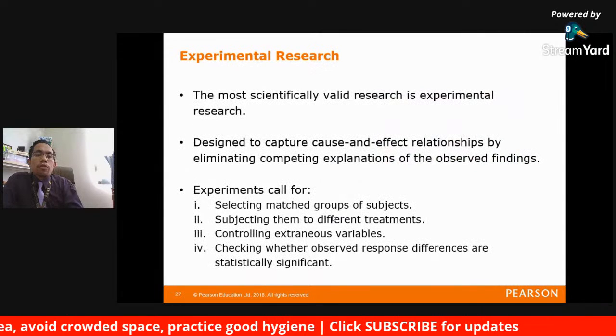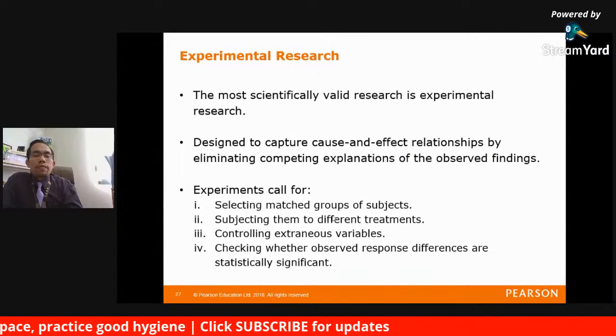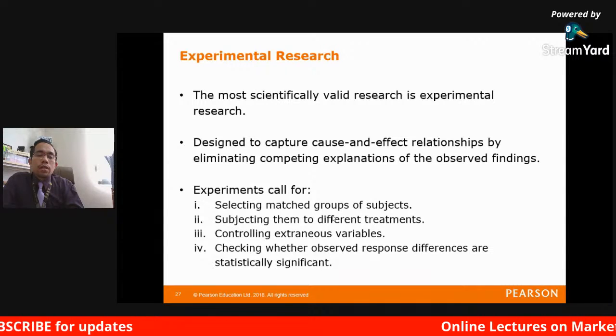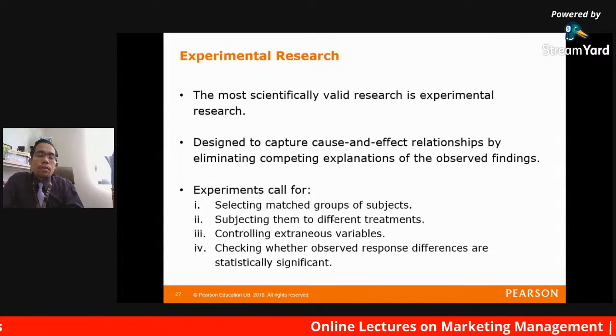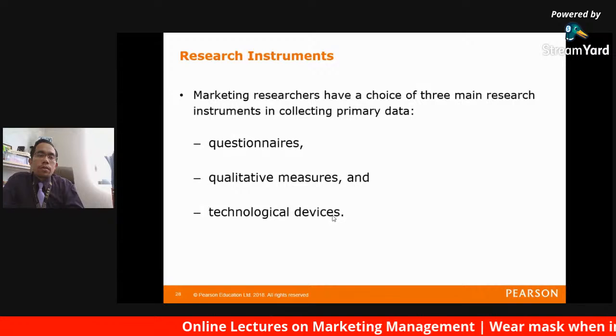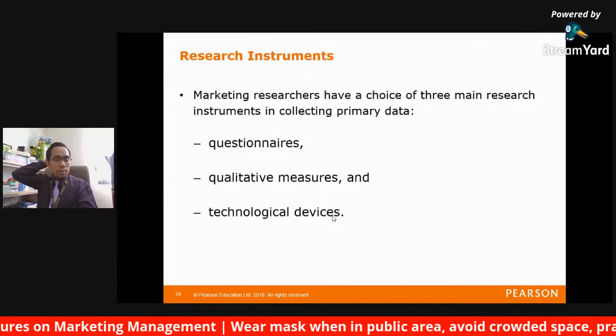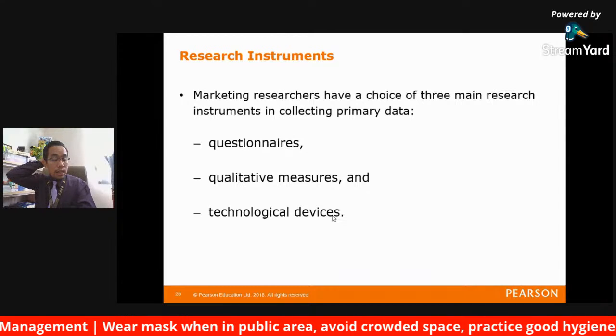So experimental, the most scientifically valid research is experimental research. The instruments: the questionnaires, qualitative measures, and technological devices.